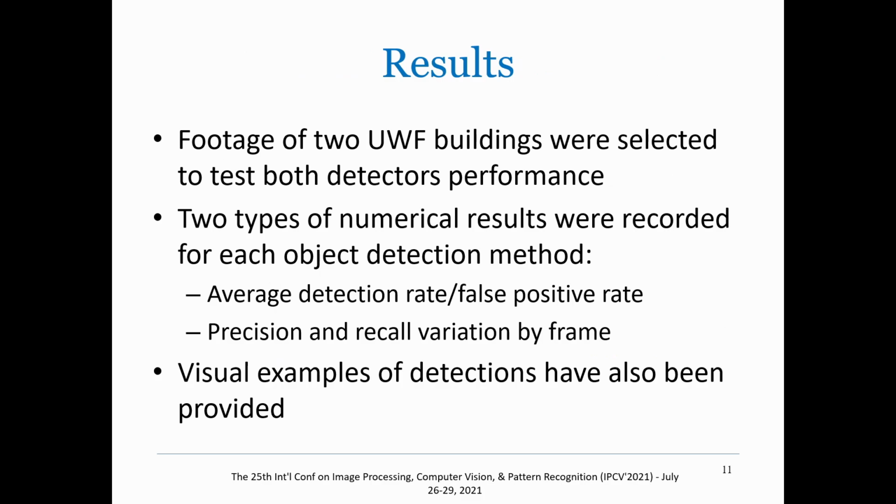Now on to the results for both of these methods. We chose two particular videos of our overhead drone recordings of damaged UniVF buildings to test their performance, and we chose two different kinds of metrics to record. The first was the average detection rate as well as false positive rate, and the second was a precision and recall variation by frame chart. We also provide visual examples of both detectors' performance.